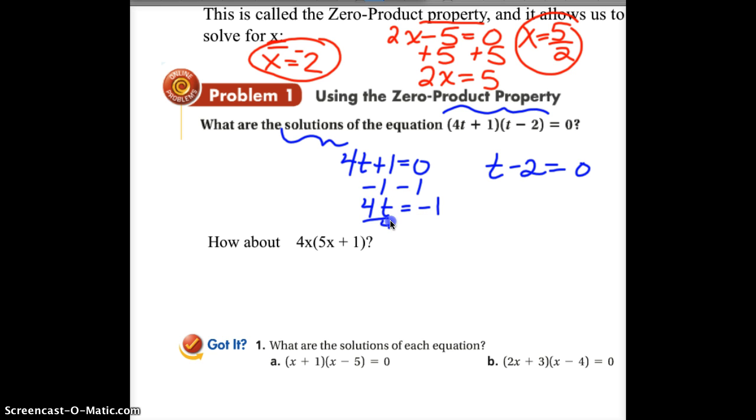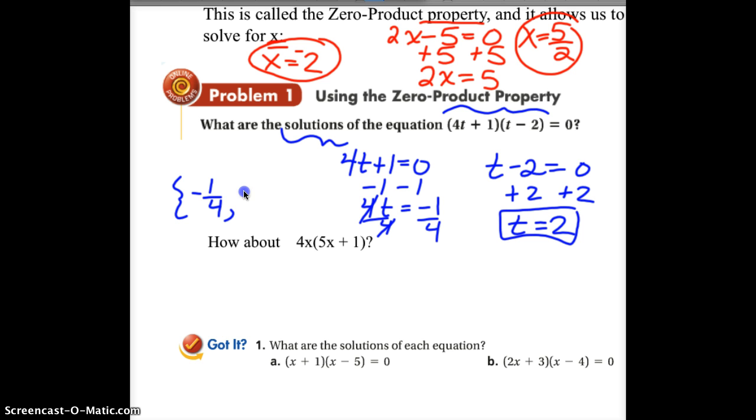Undo multiplication with division. And I'm led to one solution. Sometimes they'll put these in what's called a roster format where they list them like in a set. But one of the solutions is -1/4. The other solution was a little bit more obvious, and I don't really need to show the work for it. But the other solution is 2.